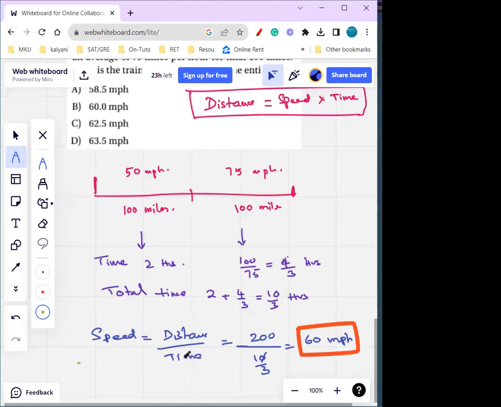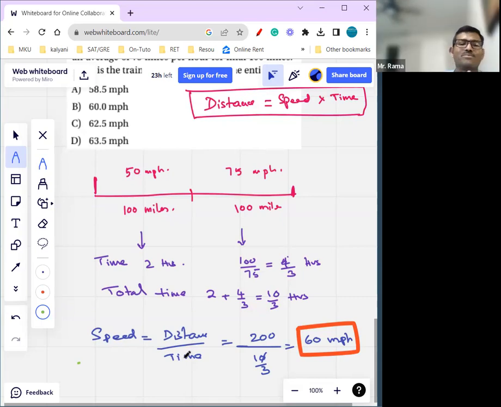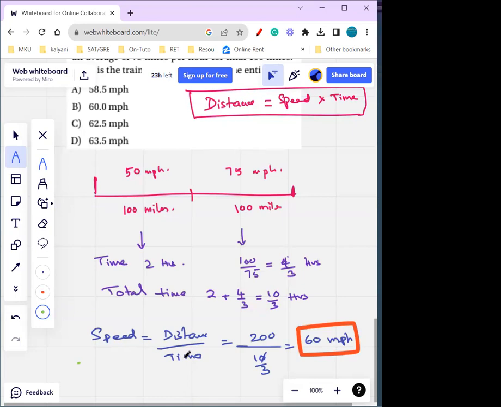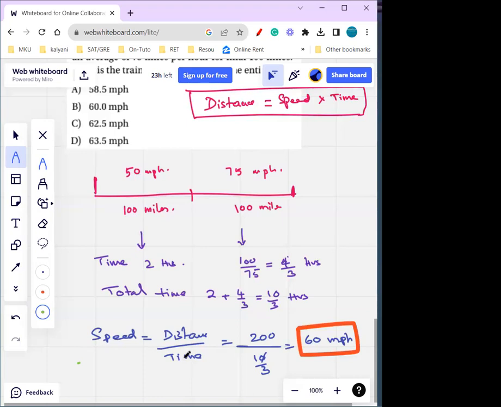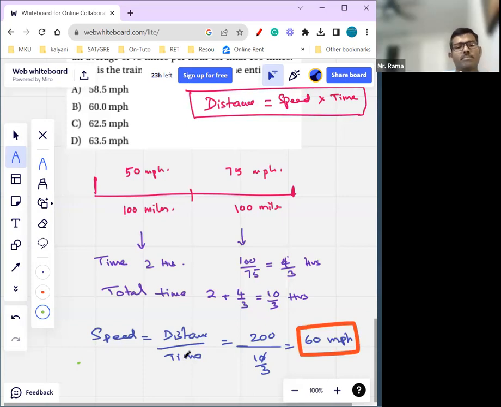When they ask for average speed, can you not just do 75 plus 50 over 2 to get the average speed combined? No, we can't do that. Why not? Because when it comes to average speed, you cannot add the speeds like that. 50 plus 75, you're not going to get 125 miles per hour. Does that make sense?